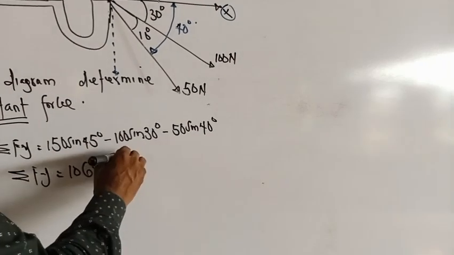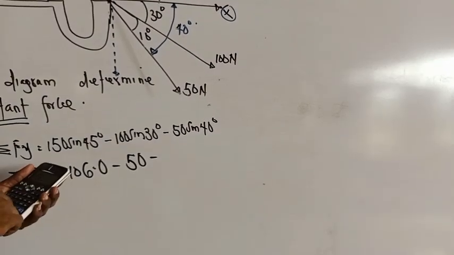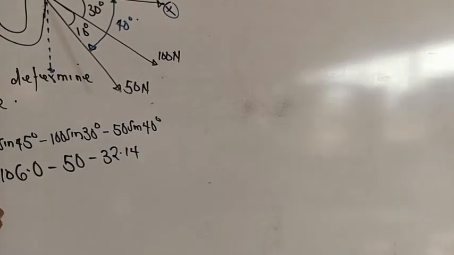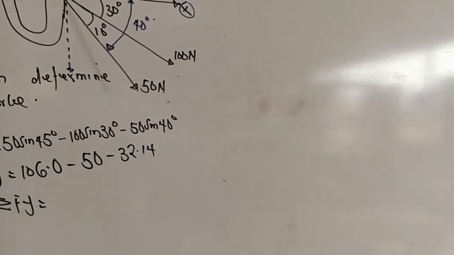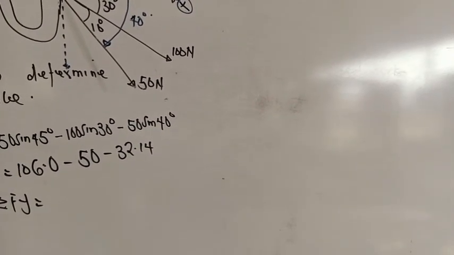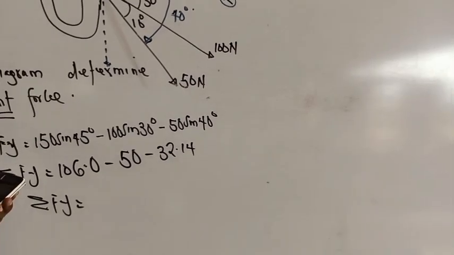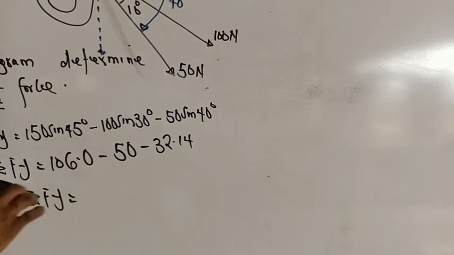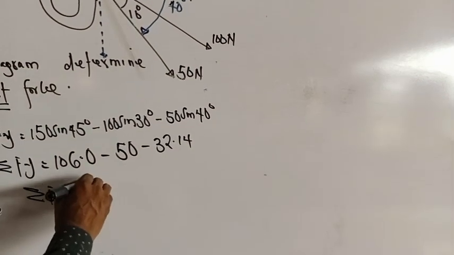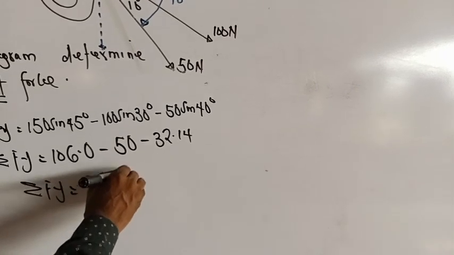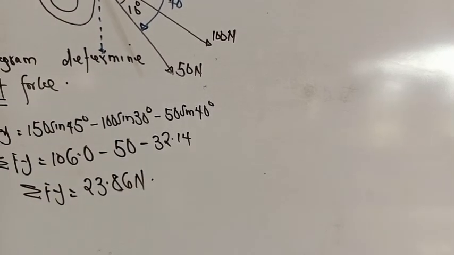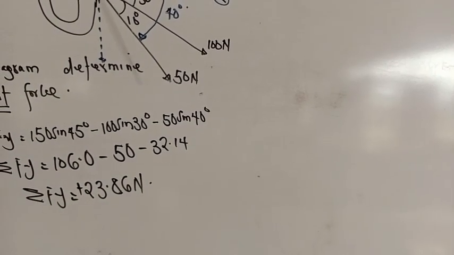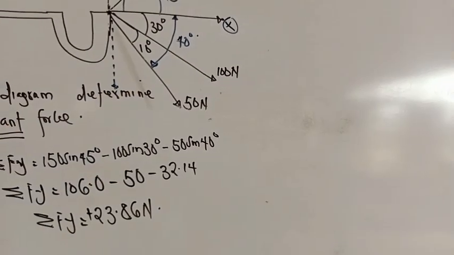100 sine 30 is 50. 50 sine 40 is 32.14. If I subtract 106.6 minus 50 minus 32.14, I will have 23.86 Newton. So my F of y is positive. It's positive.